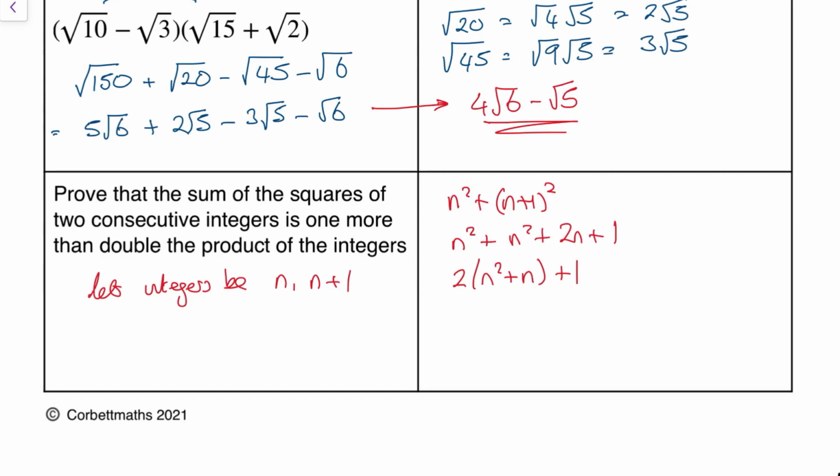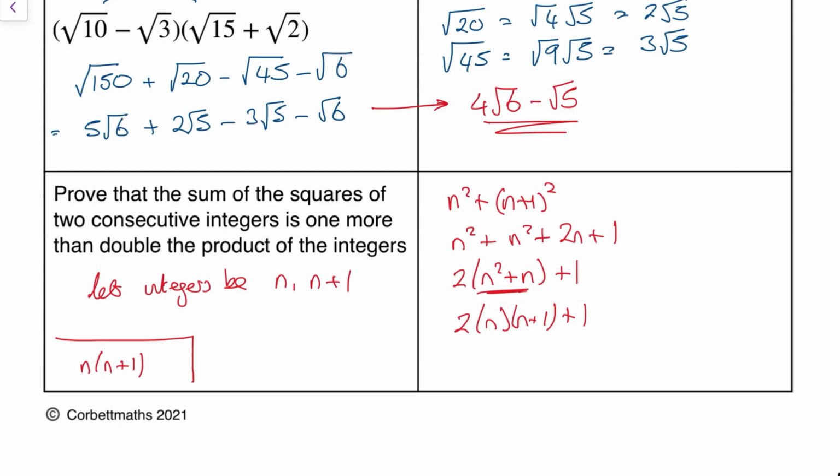Oh, okay. Now, as an aside, sometimes it helps just to do it on this side. What are the two integers? They're n and n plus 1. If I do the product, that's n times n plus 1, and I can see I can turn this into 2 times n times n plus 1, which is double the product plus 1, which is the thing I wanted to prove.